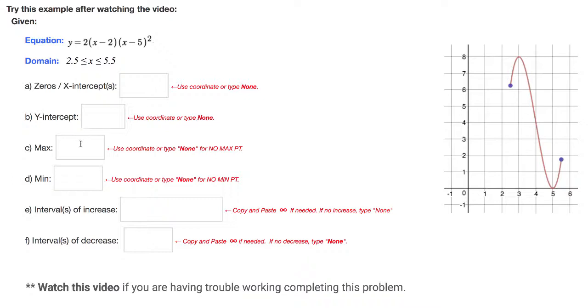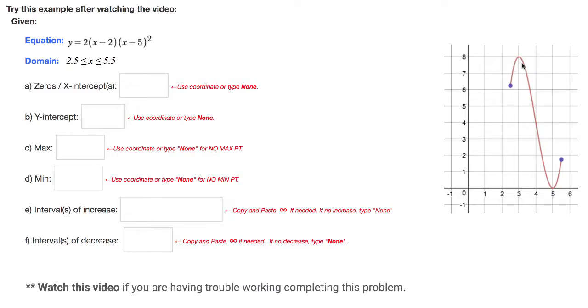Maximum, looking for the highest value this graph gets to, which in this case it looks like (3, 8), and in this case it does. If you go to the table, verify that (3, 8) is the highest point, and type in the coordinate (3, 8). There are some times you may have to in these problems.